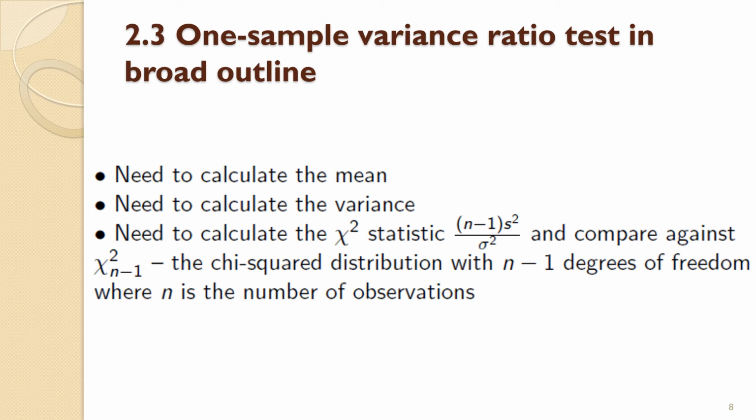So the first two things you have to do are to calculate the mean and then to calculate the variance, and then you would need to use that to calculate the chi-square statistic. So s squared comes from the variance that you've calculated in the second step. The sigma squared would come from the value of the variance from the null hypothesis, and you would then compare against the chi-square distribution with n minus 1 degrees of freedom. So n is the number of observations in the sample, and loosely speaking the idea is because you're estimating one parameter, here the sample mean, in order to calculate the variance, you lose 1 degree of freedom.